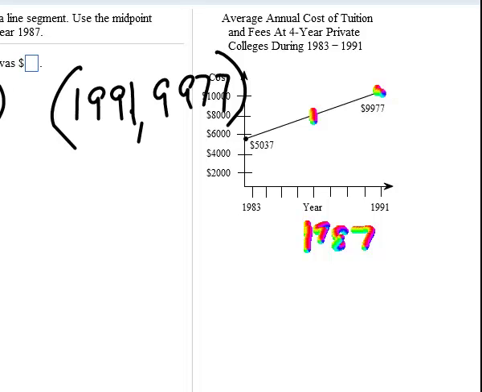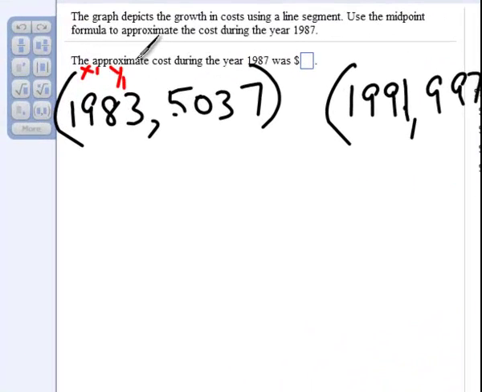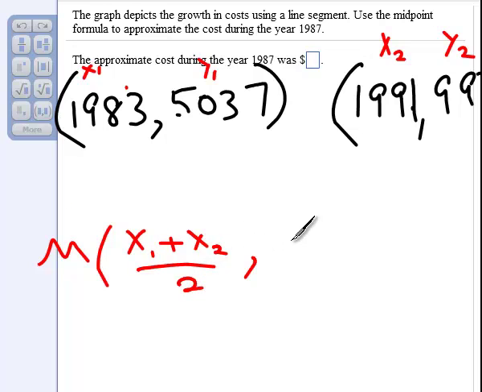Here's 1983, 5037, and then 1991, 9977. So this would be your X1, Y1, and this would be your X2, Y2. And so you'd use your midpoint formula, X1 plus X2 over 2, and Y1 plus Y2 over 2.